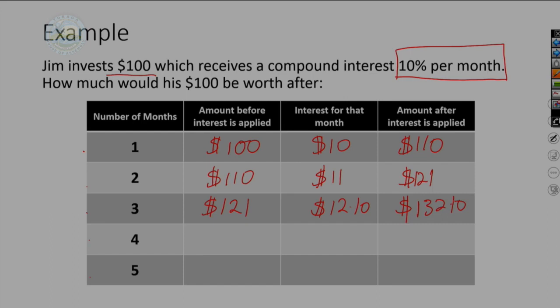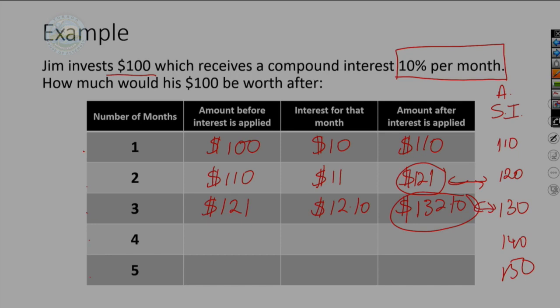Because watch, if we had said it was simple interest, and I'm going to write simple interest on the side here just to get a comparison, we know that every month would have been $10, right? We know that, principal by rate by time. So the amount at the end would have been 110, here would have been 120, then 130, then 140, 150. Simple interest was simple. But you realize with compound, what starts to happen? The overall amount begins to increase beyond what's going on.